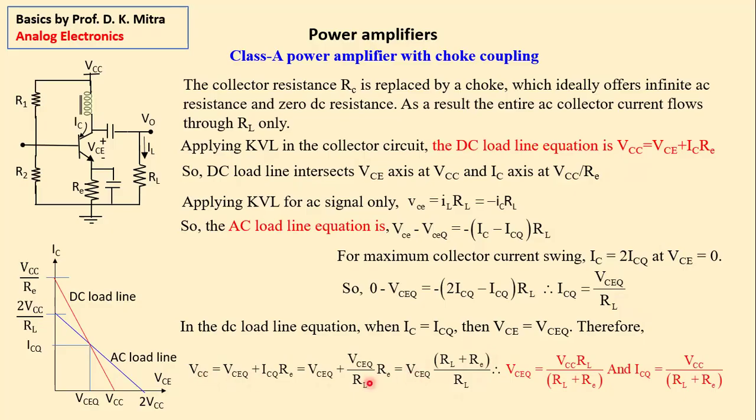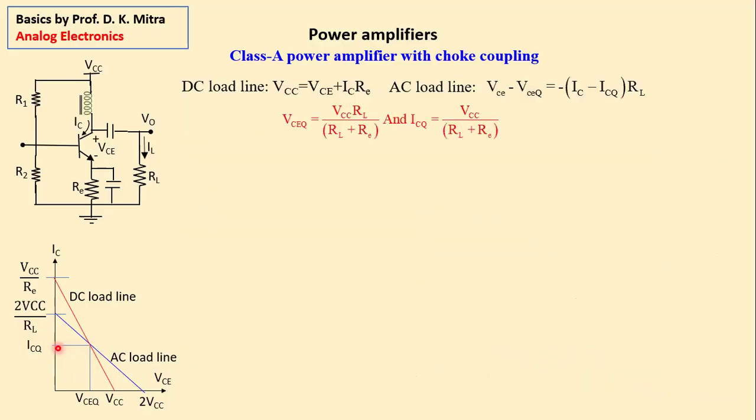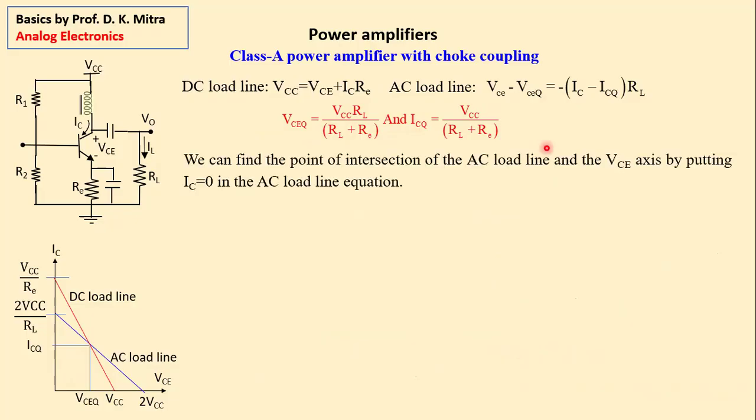VCEQ is equal to VCC RL divided by RL plus RE. And then ICQ is equal to VCEQ by RL, so ICQ becomes VCC by RL plus RE. So here what we are getting is the desired or intended value of VCEQ and ICQ. Once we have these values, we can go to the next step of power calculation. So this DC load line equation, AC load line equation, and the values of VCEQ, ICQ are repeated here so that you remember what the values were.